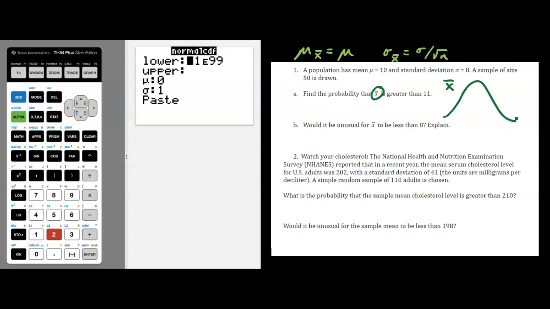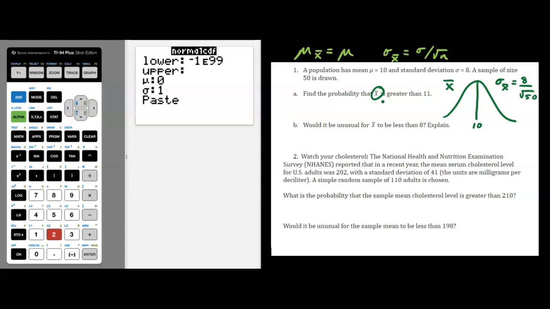Whenever I sketch that distribution, I pay attention to the formulas for the mean of that distribution and the standard deviation of that distribution. The mean of the distribution of sample means, the mean of the x bar distribution, is the exact same as the mean of the original population. So that's going to be 10. And then I might make a note on the side that the standard deviation of this distribution is going to be the standard deviation of the original population divided by the square root of the sample size. And our sample size in this case was 50.